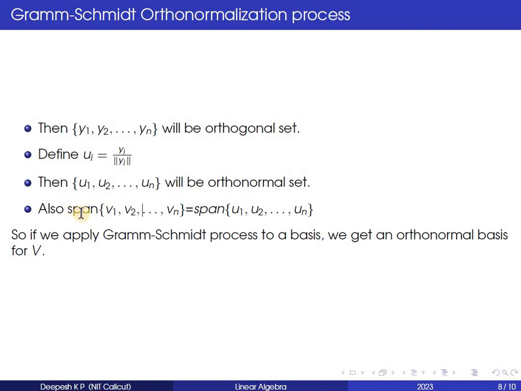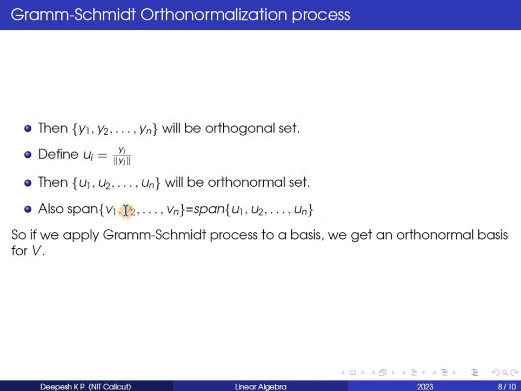And you can also see that the span of V1, V2, etc., Vn will be the same as the span of U1, U2, etc., Un, because you have taken U1 as V1 itself, U2 as V2 minus some constant times V1, right? So it's a linear combination of V1 and V2. So Y2 is nothing but a combination of V1 and V2. So whatever can be created with V1 and V2 can be created using U1 and U2. And similarly, you can see that the span of V1, V2, etc., Vn is the span of U1, U2, etc., Un.